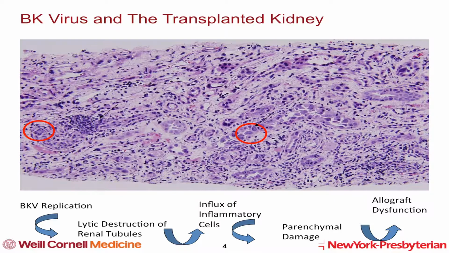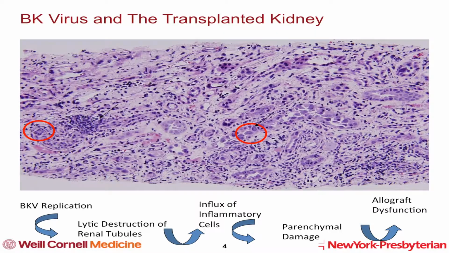It's been associated with hemorrhagic cystitis, nephritis, and recent reports of malignancy within the GU tract. When the BK virus infects the transplanted kidney, in the setting of over-immunosuppression, replication ensues, leading to lytic destruction of the renal tubules, and an influx of inflammatory cells causing damage to control the virus replication. This perhaps even ends up being an allograft response, causing parenchymal damage and then allograft dysfunction.